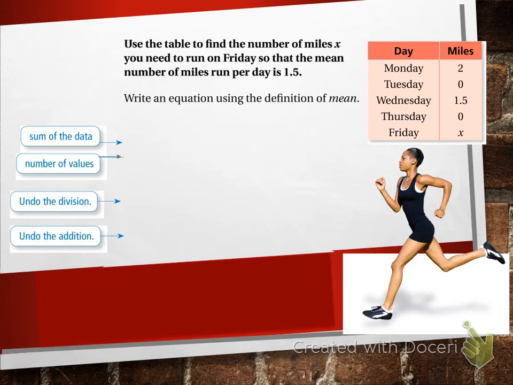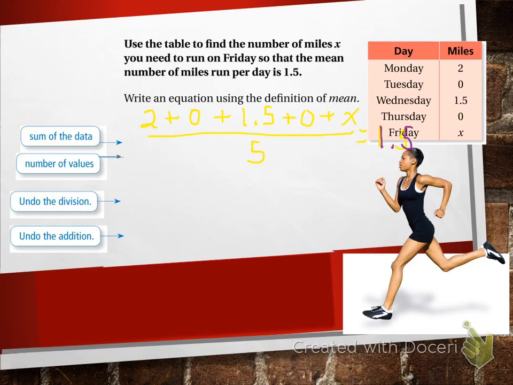So to write this equation, remember, mean is when we add all the numbers together and divide by how many. So we've got 2 plus 0 plus 1.5 plus 0 plus x. And we're going to take that and divide all of that by 1, 2, 3, 4, 5. And that's going to equal our 1.5. Sorry, you can't read that real well. I'll change the color so you can see the 1.5.